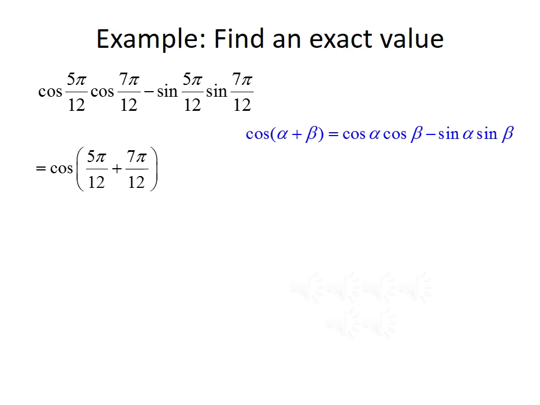So using that sum formula, we can rewrite our problem as the cosine of 5 pi over 12 plus 7 pi over 12. If we add the angle measures together, 5 pi over 12 plus 7 pi over 12 will give us 12 pi over 12. So we have the cosine of 12 pi over 12. And the 12 will cancel out from the numerator and denominator, leaving us with the cosine of pi, which we know is going to be negative 1. So the cosine of 5 pi over 12 times the cosine of 7 pi over 12 minus the sine of 5 pi over 12 times the sine of 7 pi over 12 will equal negative 1.